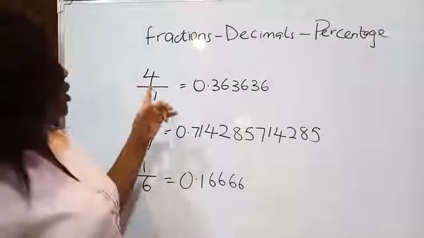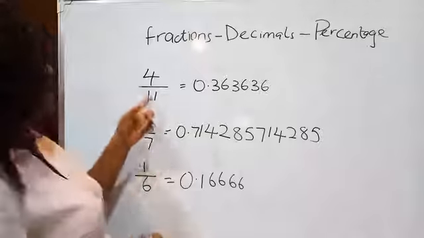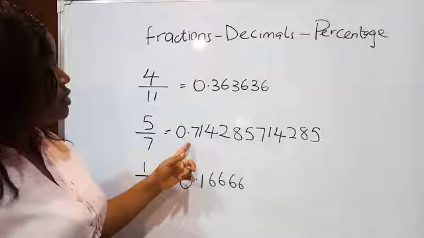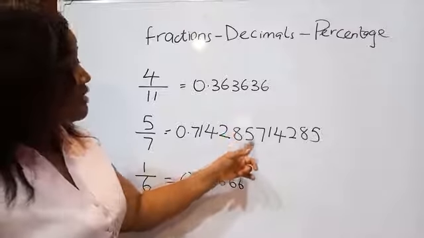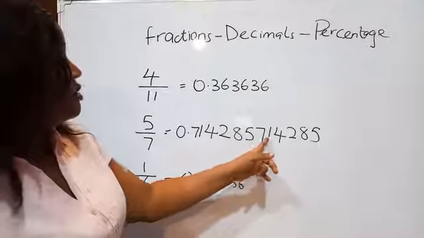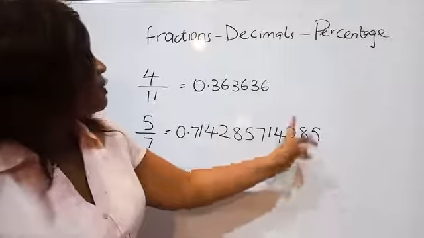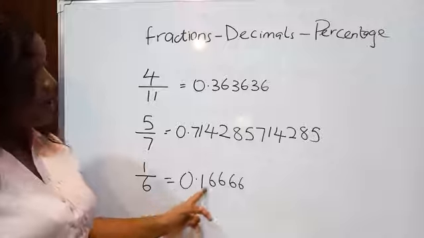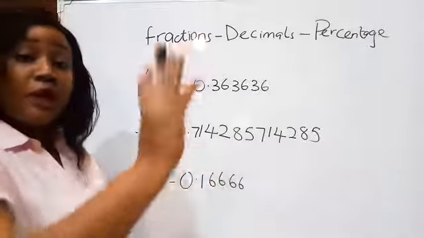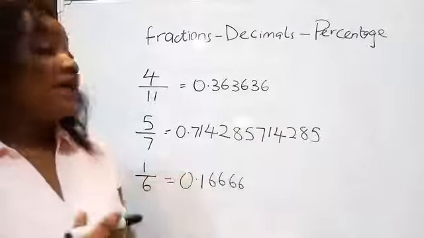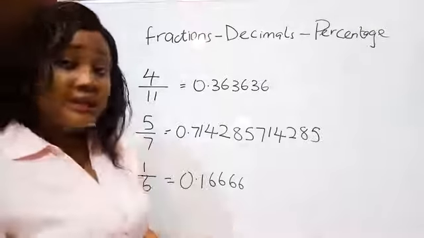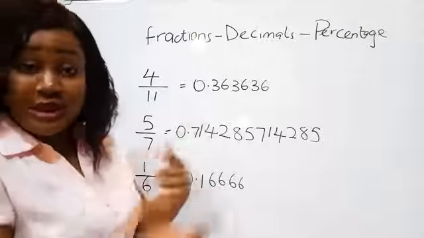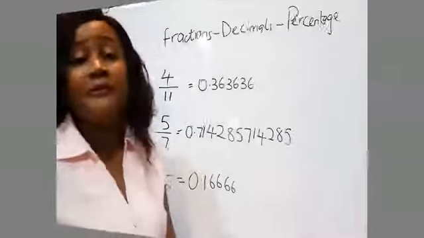Other examples of recurring decimals are 4 over 11 equals 0.363636, or 5 over 7 equals 0.714285. You see, it repeated again, started afresh again, 714285, and I'm sure it continues like that. Then 1 over 6 is 0.16666. It continues and goes on and on. These are called recurring decimals. They are endless. They keep on revolving. The numbers keep on repeating themselves over and over again.